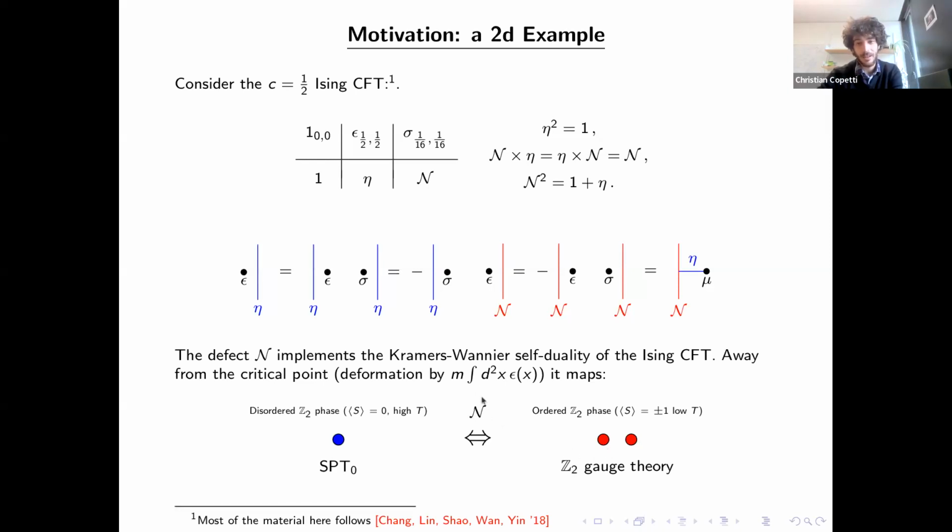And the claim of Kramers-Wannier duality, so high-low temperature duality, is that the N line maps the disordered phase into the ordered phase. So in some sense, it should map this trivial theory, which has only one vacuum, into two vacua. And now we try to understand how this works. Okay? Are there any questions on the setup? Okay, so let me go on.